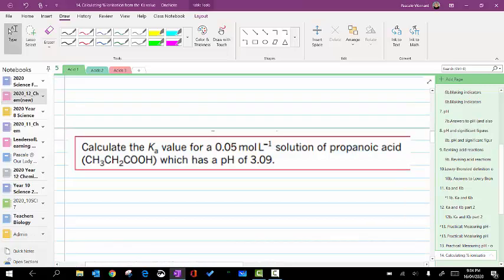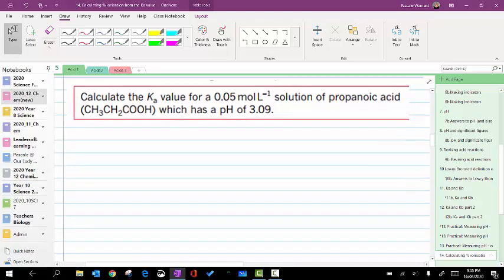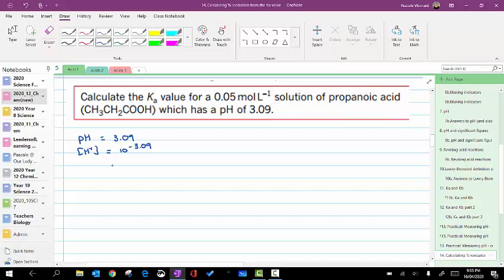Okay, now on to question 2. This time we've been given the pH of a weak acid and we have to work out the Ka value. Okay, first step, from the pH we can work out the hydrogen ion concentration. So the pH is 3.09. What that means is that the hydrogen ion concentration is going to be 10 to the power of minus pH. So minus 3.09, which gives us a value of 0.00081.